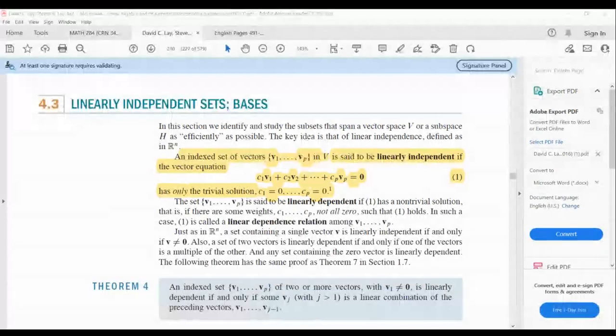If you have a set of vectors that are linearly independent, this means if you take a linear combination of those vectors and set them equal to the zero vector, the only linear combination that will solve that vector equation is if all the coefficients equal zero. Okay, that's the idea of linear independence. If it's not such the case, then you have a linear dependence relationship.